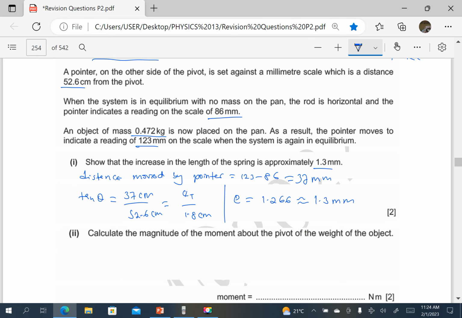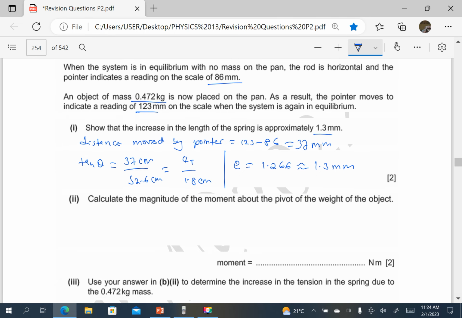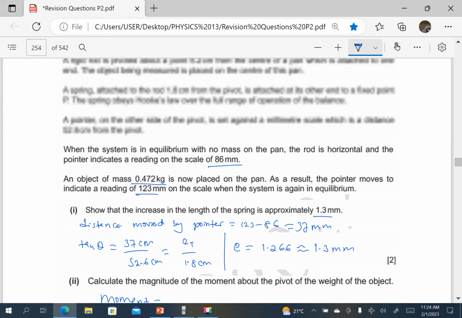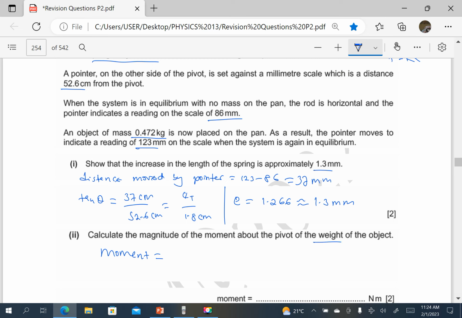Calculate the magnitude of the moment about the pivot of the weight of the object. Moment about the pivot. We know that moment is force times perpendicular distance. So moment is going to be simply equal to, we want the moment of the weight. They have given us the mass as 0.472, so the weight is 0.472 times 9.81, that is the weight, then times its perpendicular distance from the pivot.